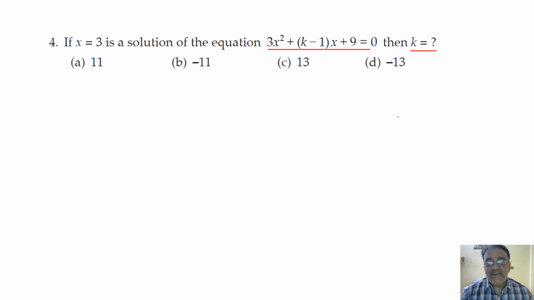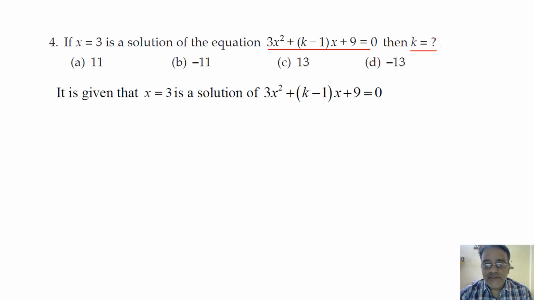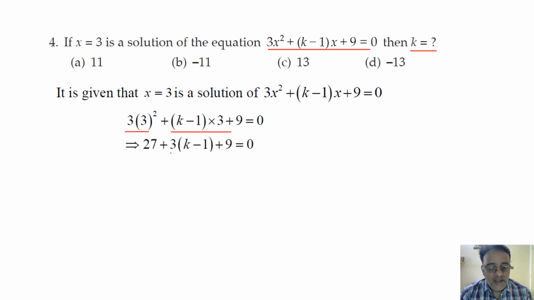So इसका solution है, मतलब उसको satisfy करेगा. So we can substitute the value of x is equal to 3. So we are going to substitute 3 in place of x. So this will be 27, 3 into k plus k minus 1 plus 9 is equal to 0. Now 27 plus 9 हो जाएगा 36.